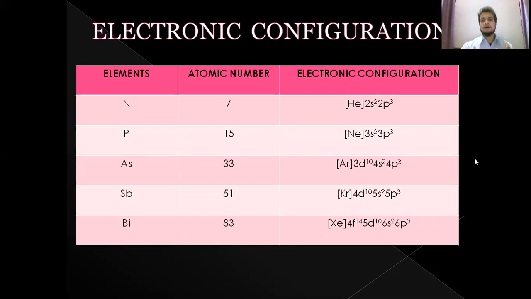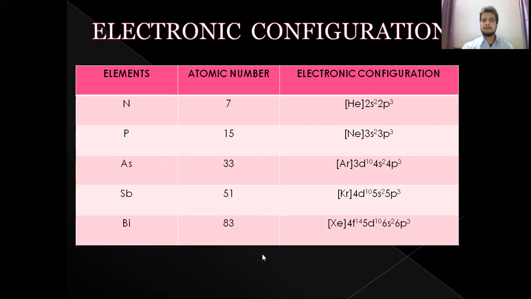So coming to the configuration, if you see the similarity in the configuration, there is 2s2 2p3, 3s2 3p3, 4s2 4p3, 5s2 5p3, 6s2 6p3. So if you see this configuration, the outer shell configuration in all the elements of this group is the same.